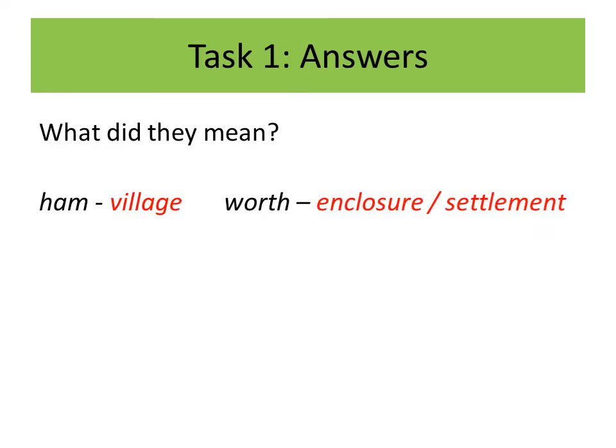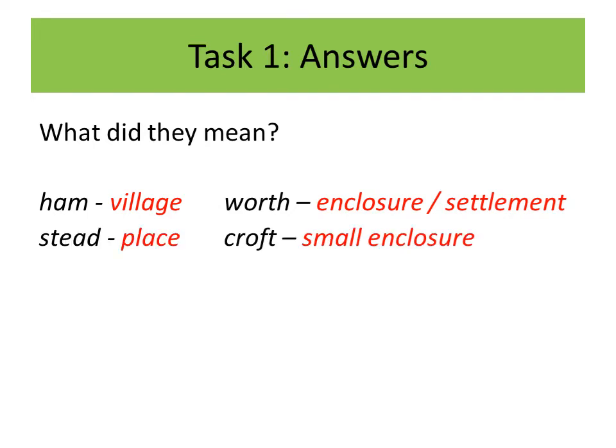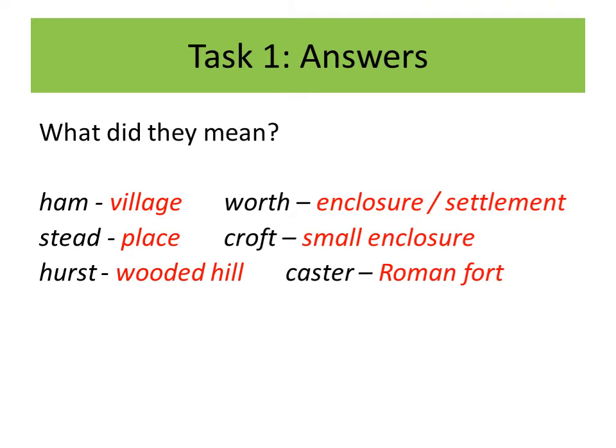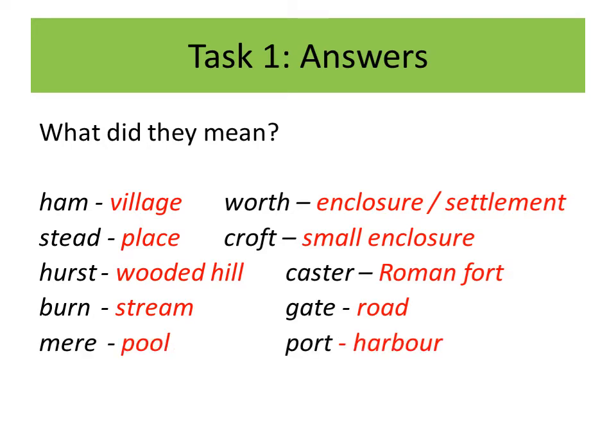So to go through the answers: Ham means village, Worth means enclosure or settlement, Stead means place, Croft is a small enclosure, Hurst means wooded hill, Castle means Roman fort, Burn means stream, Gate means road, Mere means pool, Port means harbour, and Ton means farm. So can you please check your answers and correct any that you didn't get right?